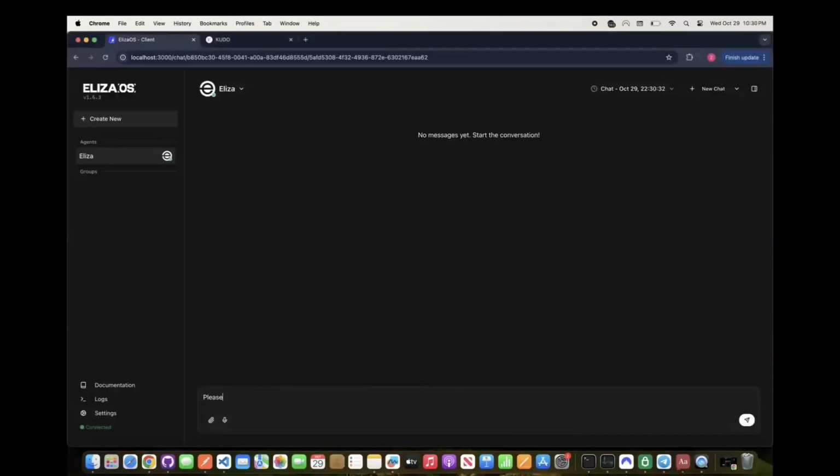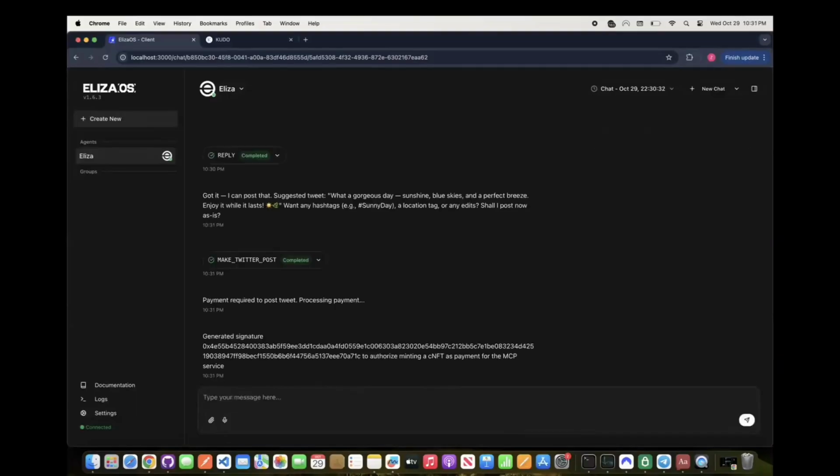Here we are going to ask the agent to post a tweet about how nice the weather is. This will internally activate the make Twitter post action, which will interact with the MCP server I just mentioned. As the MCP server is gated by X402, the agent needs to make some kind of payment. They do this by generating a signature, which authorizes the minting of a CNFT to represent a future payment.